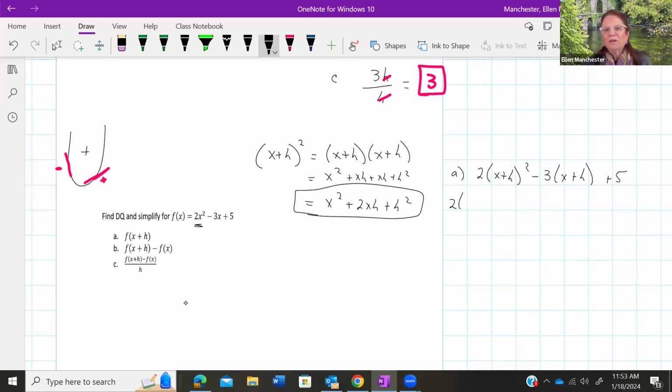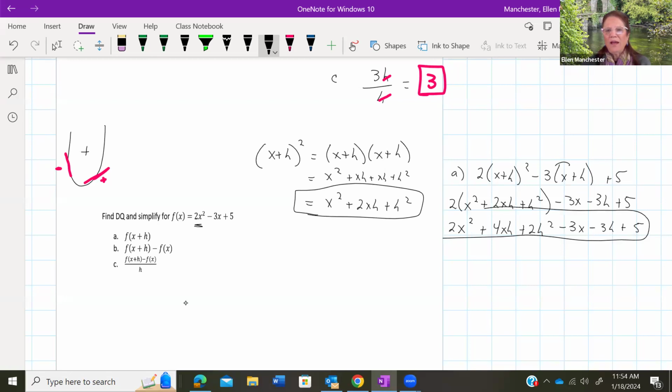So now I can replace that x plus h squared with this. And then I just distribute my -3. And now I'm going to come back and distribute the 2 through the x. And then I just finish it. This is the answer to A. All of that is for A.